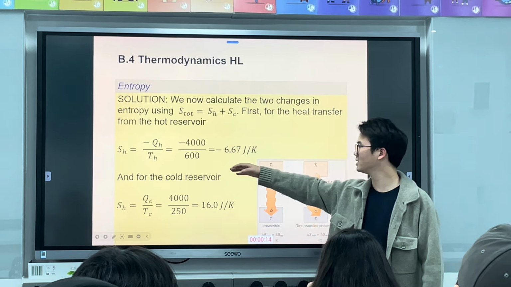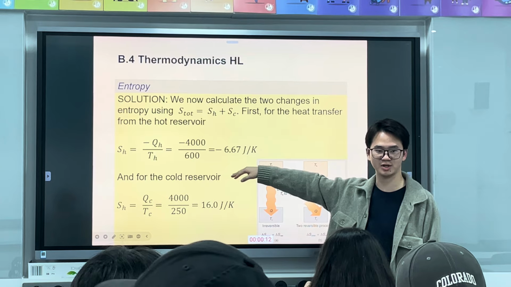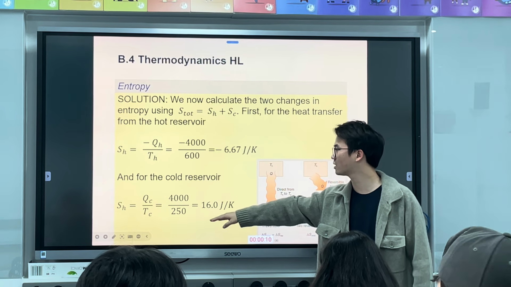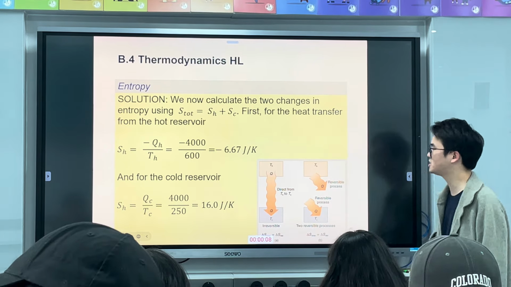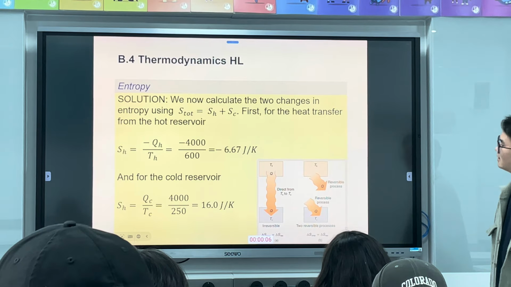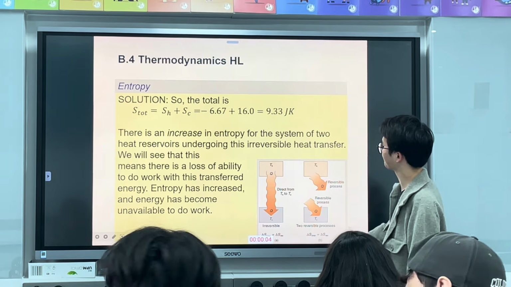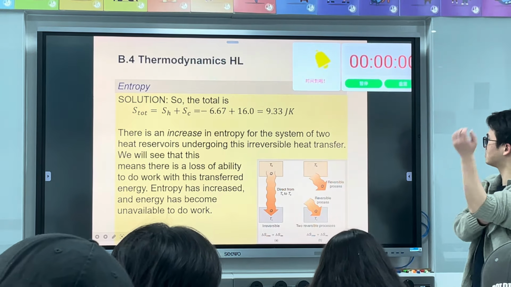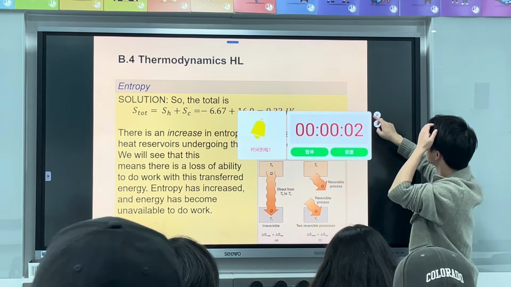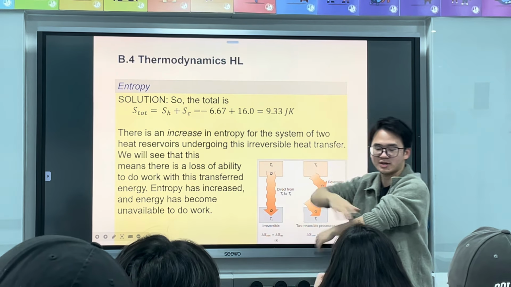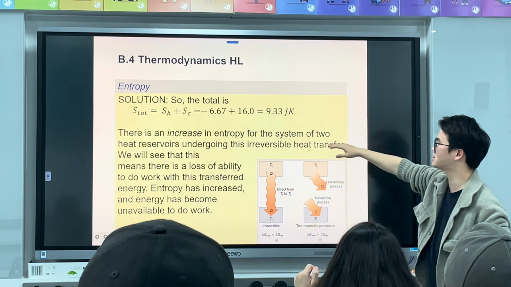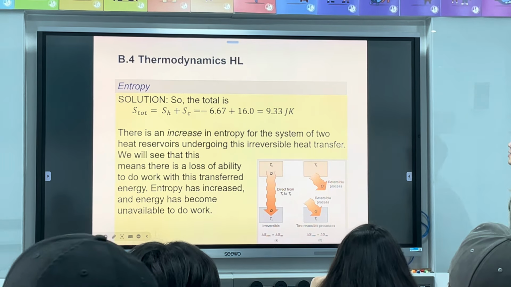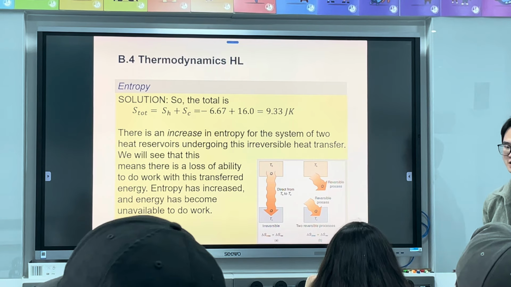So the hot one, the change is negative 6.67. The cold one, the change is 16. All right, 16. So there is an increase in entropy for the system of two heat reservoirs undergoing this irreversible heat transfer.